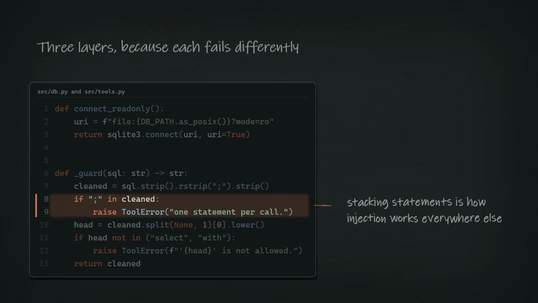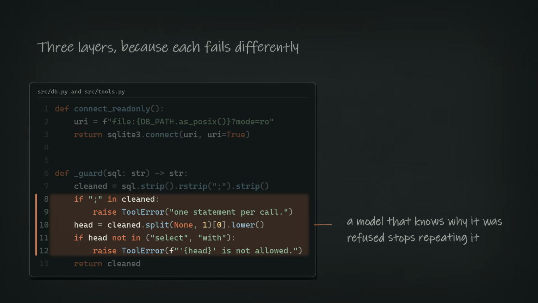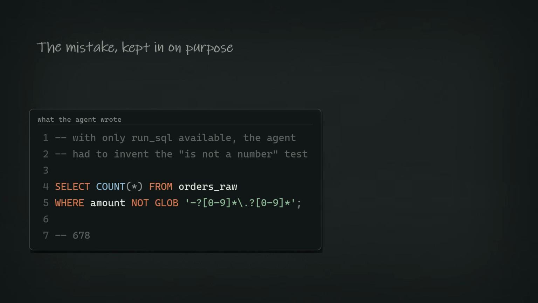Now, layers 2 and 3 are not the guarantee. Layer 1 already was. They exist, so the model gets a useful refusal instead of an opaque one. And a model that understands why it was refused stops trying the same bad idea 5 times in a row. Now here is the part I got wrong the first time, and I am leaving it in the course because the mistake is worth more than the fix.